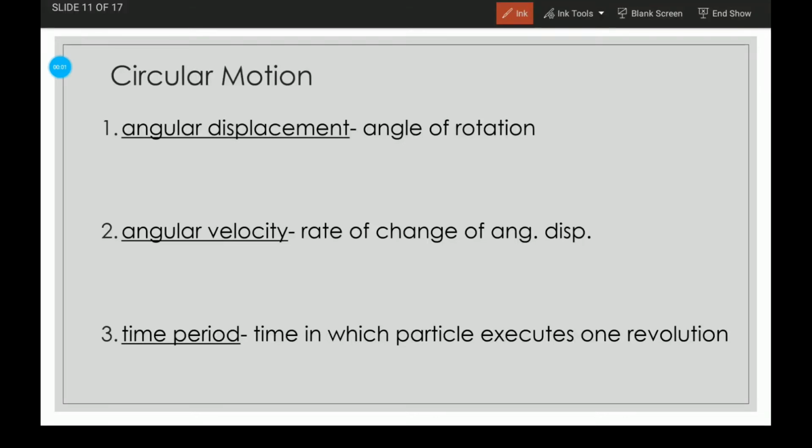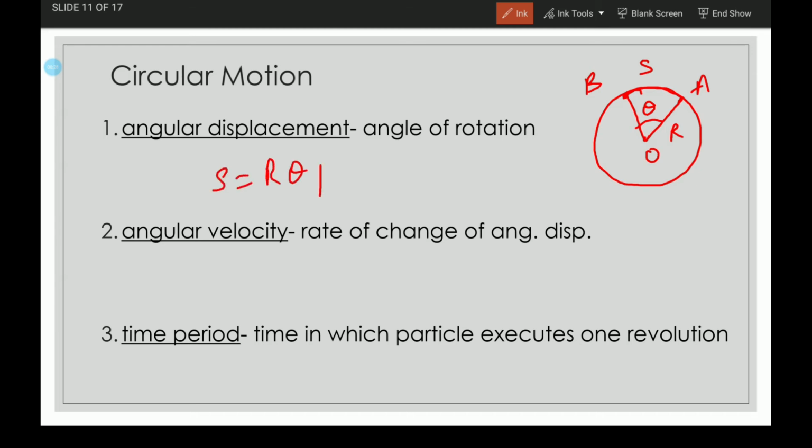Let us now talk about the basics of circular motion. Number 1, the angular displacement. It is the angle of rotation that a body revolves around a fixed point. In this example, the body goes from point A to point B. Let the circle be of radius r, the angle of rotation theta, and the linear displacement as s. So therefore s is equal to r theta. Quite an important relationship.